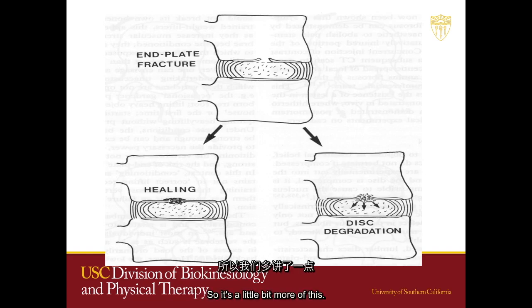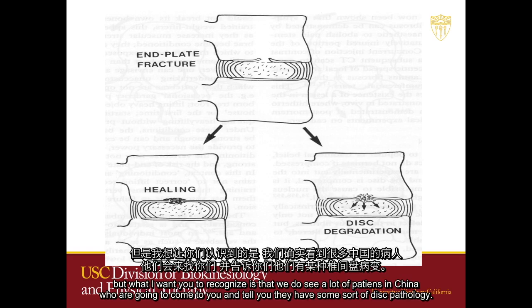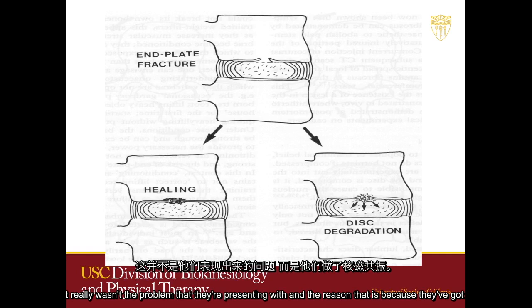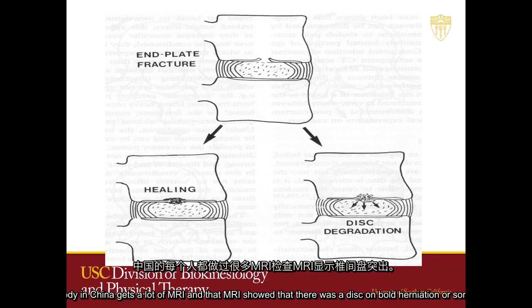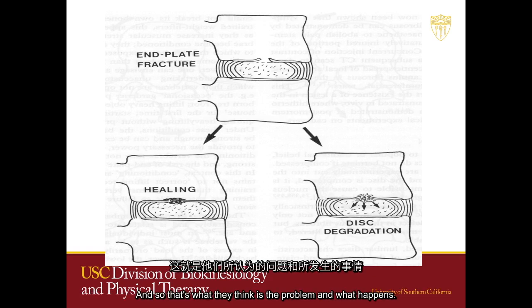So let's look a little bit more at this. I don't want to go into a lot of detail. Again, this is kind of a different class, but what I want you to recognize is that we do see a lot of patients in China who are going to come to you and tell you they have some sort of disc pathology, and that really wasn't the problem they're presenting with. The reason is that they've gotten an MRI. Everybody in China gets a lot of MRIs, and that MRI showed that there was a disc bulge or herniation or something. And so that's what they think is the problem.